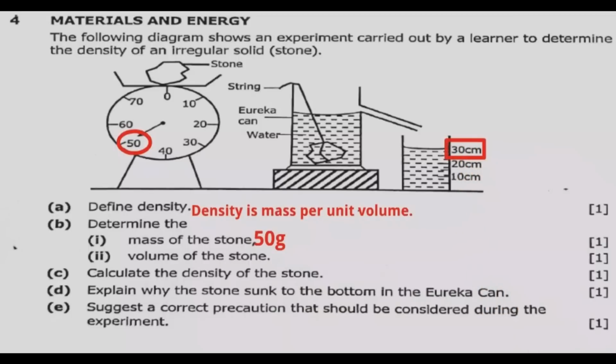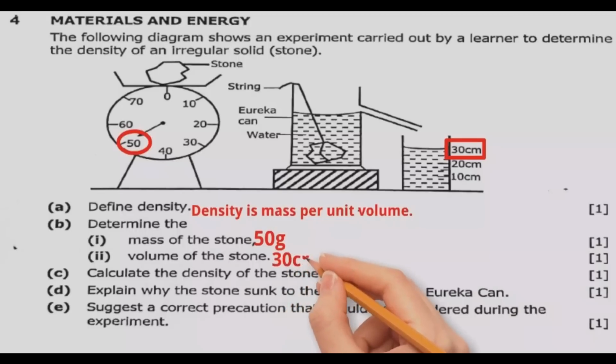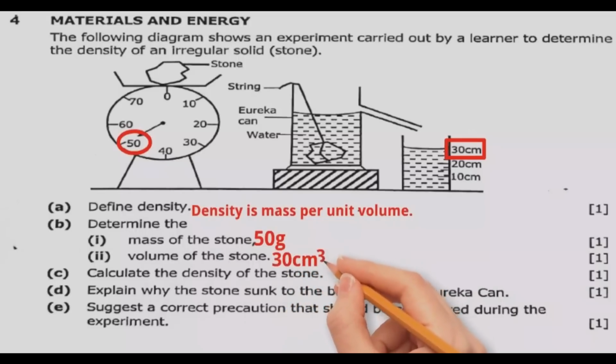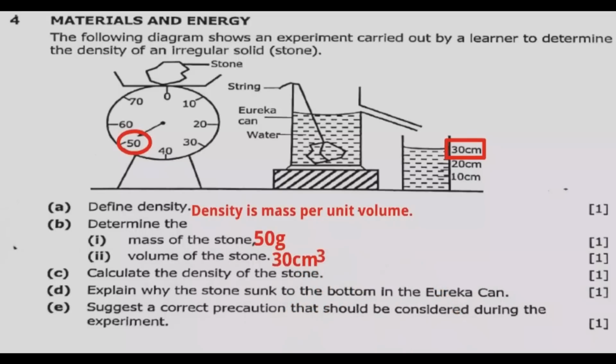So the volume of the liquid in the cylinder is 30 centimeter cubic. Okay, we go to question number 4c, which is calculate the density of the stone. To calculate the density of the stone, we are going to write the formula for density, which is density is equal to mass over volume.